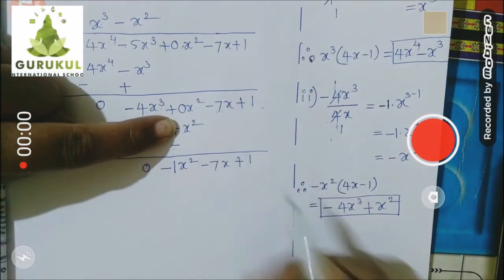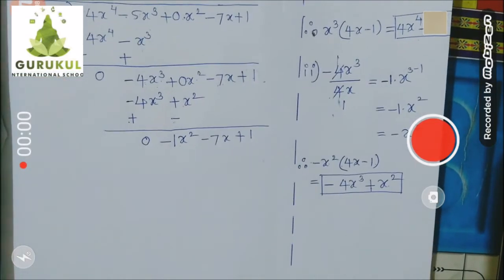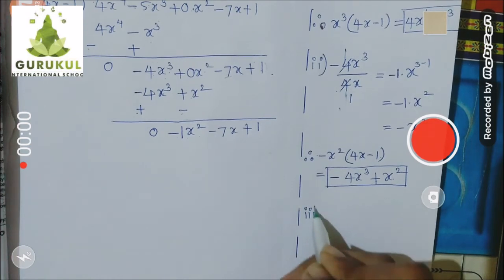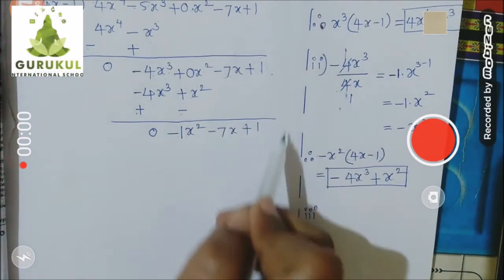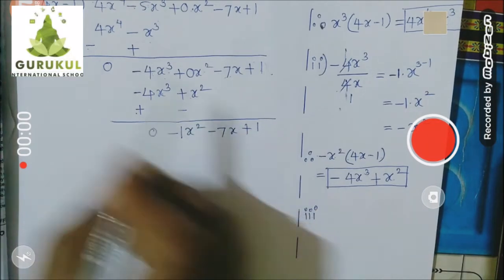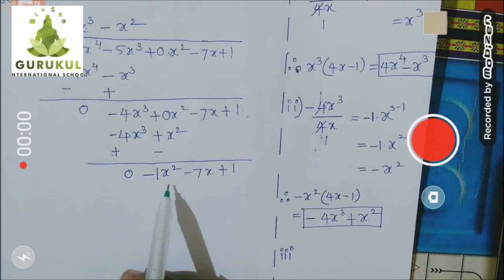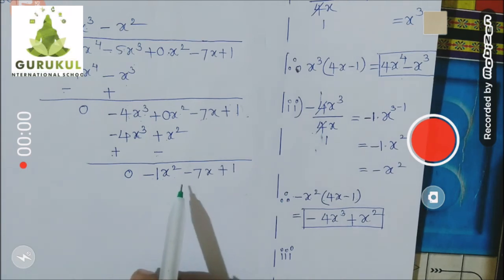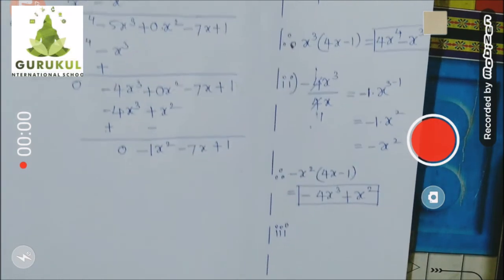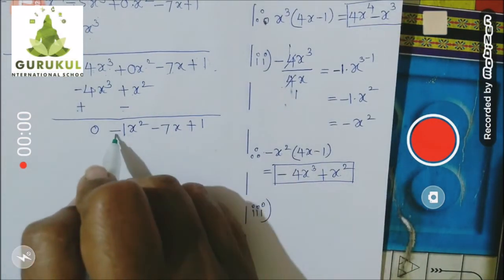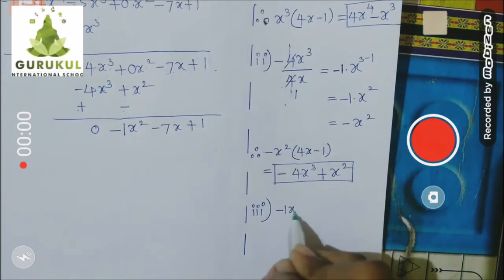Minus 7x plus 1. Okay, now go for the next step. Again repeat the procedure. What is the degree of the remainder polynomial? 2. Highest power is 2. Degree of the divisor polynomial? 1. So the degree of the remainder polynomial is greater, so you can continue the division. Okay. So again do the same thing. Which term contains the highest power? Minus 1x square. Divided by, here which term contains the highest power? 4x. So divide it.